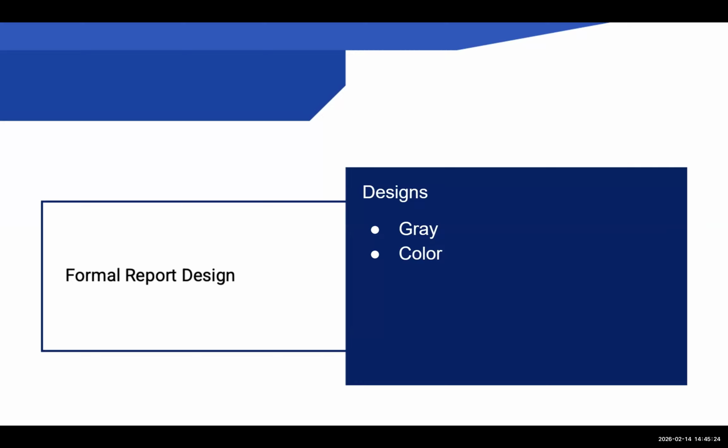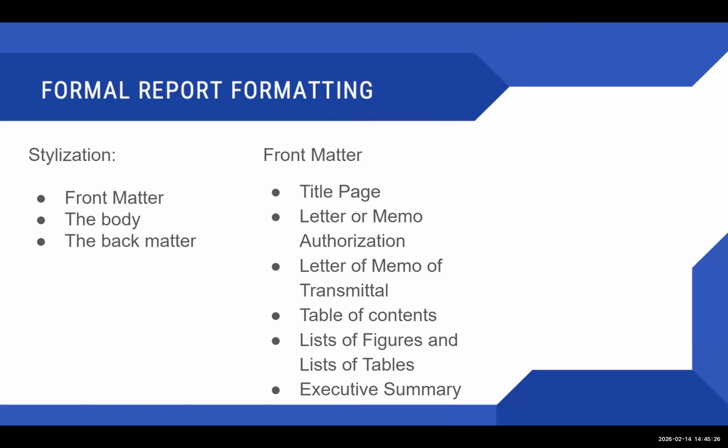Formal report formatting. Formal reports are highly stylized. They consist of three parts: the front matter, the body, and the back matter. I will talk about the front matter. The front matter is composed of a title page, the letter or memo of authorization, the letter or memo of transmittal, the table of contents, the list of figures and tables, and the executive summary. The front matter introduces the report's contents. It's called the front matter so you can remember that it's meant for the front, because the front matters, which implies that it's describing the matter of the front.